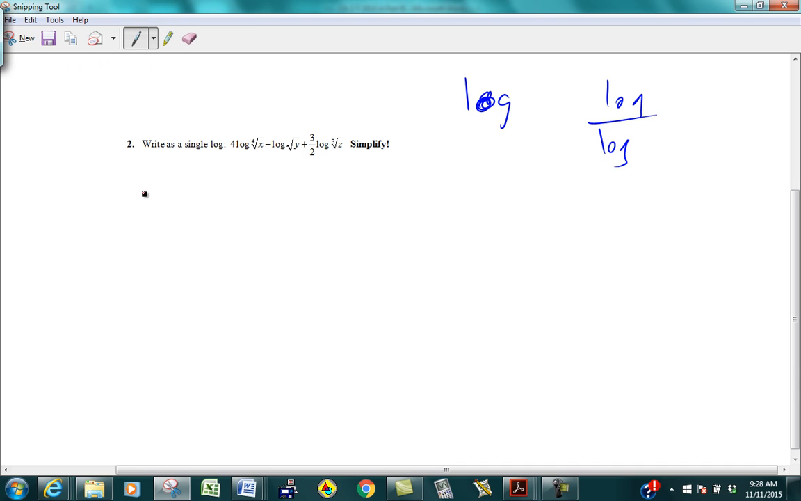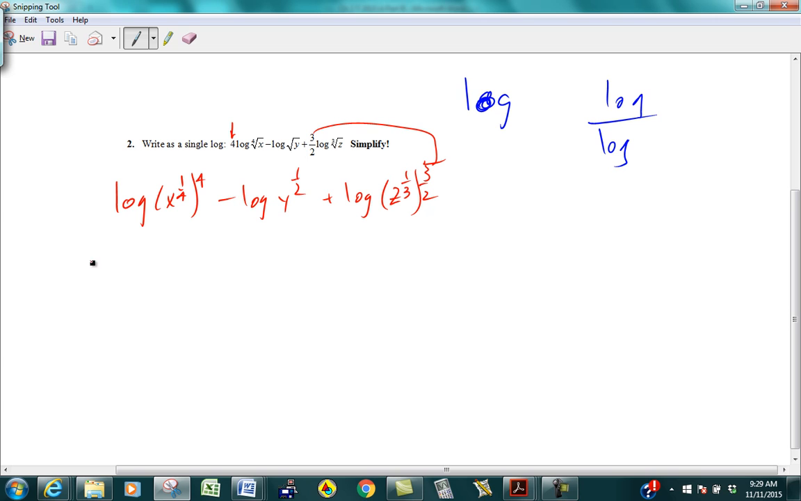So what we need to do is first of all work on each one of the logs. The first one turns out to be log x^(1/4), and the 4 in the front comes up to the top as the exponent. The next becomes minus log y^(1/2), and the next one becomes log z^(3/2), with the 3/2 coming up to the top like that. If you simplify this further, it becomes log x minus log y^(1/2) plus log z^(1/2). You know that minuses mean division and pluses mean multiplication. So it all turns out to be log of x z^(1/2) over y^(1/2).